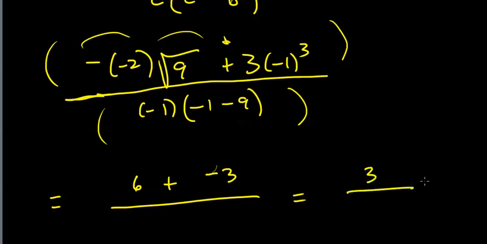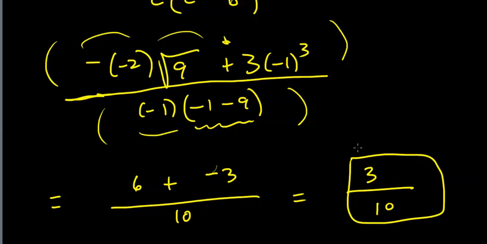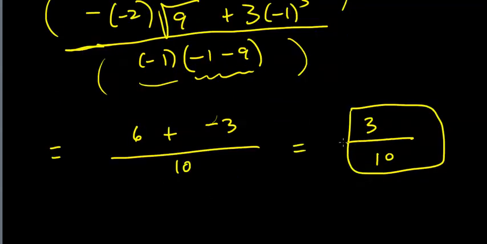Now let's focus on the denominator. I'll go to the innermost set of parentheses. Minus 1 minus 9 is negative 10, and then minus 1 times negative 10 is positive 10. So this big nasty expression for the given values of a, b, and c reduces to a humble fraction.